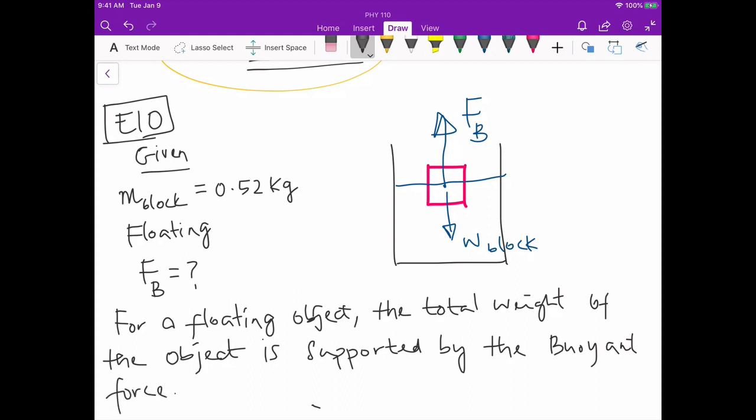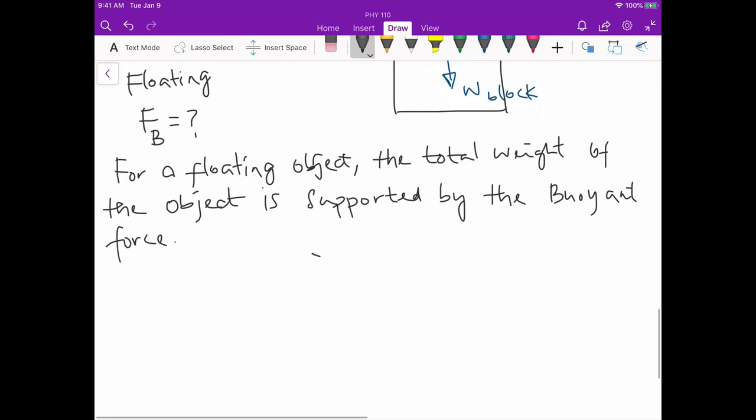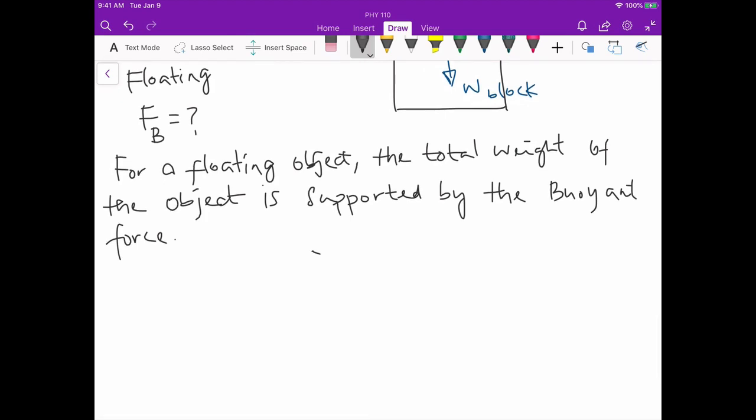That means this object is floating because its weight, I mean the block's weight. I use the term block, right?